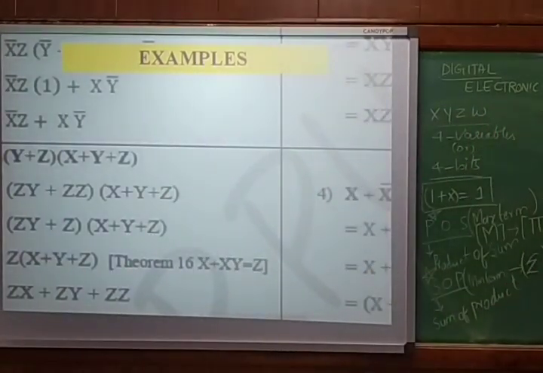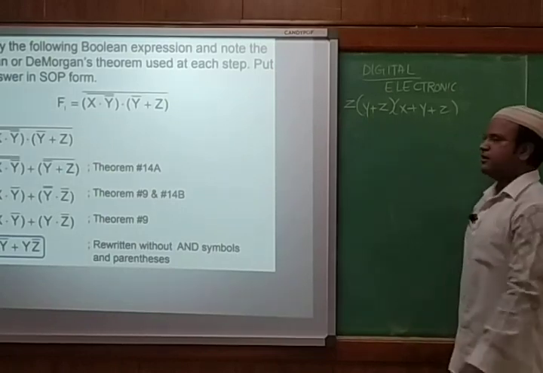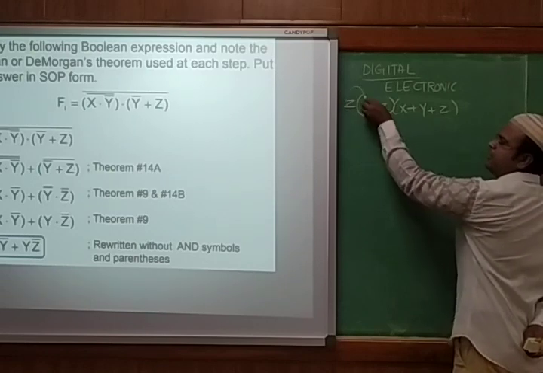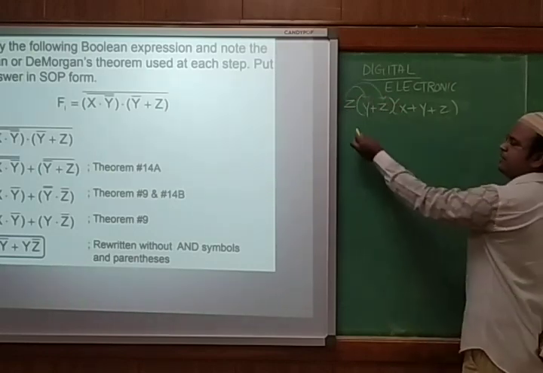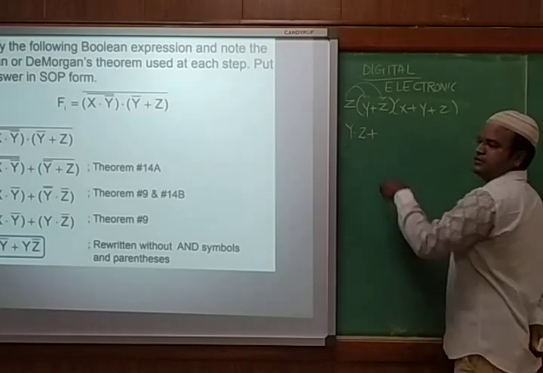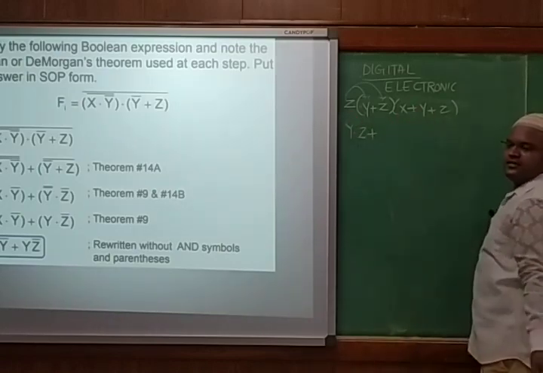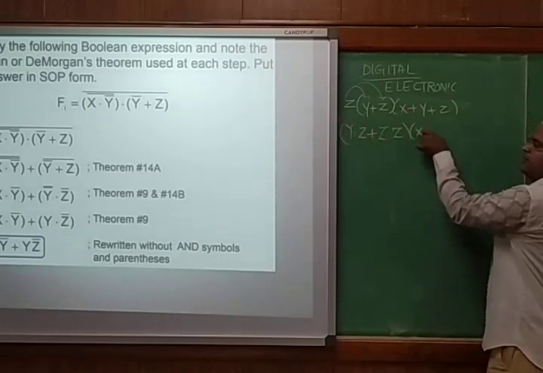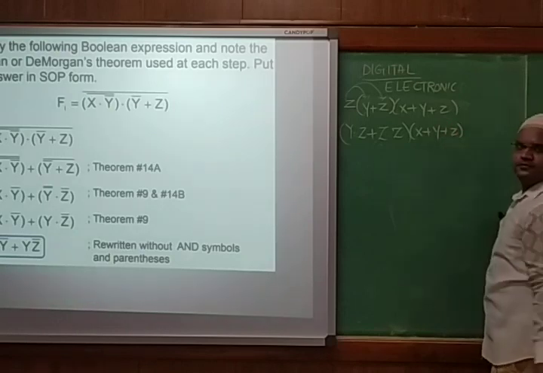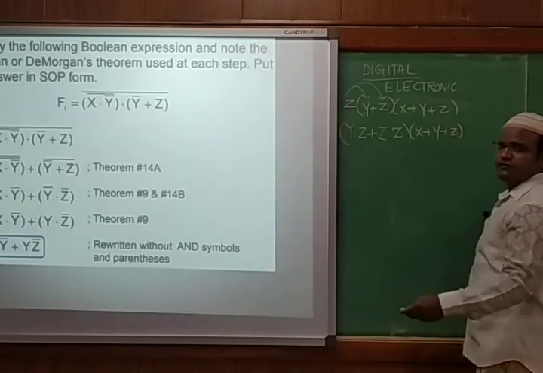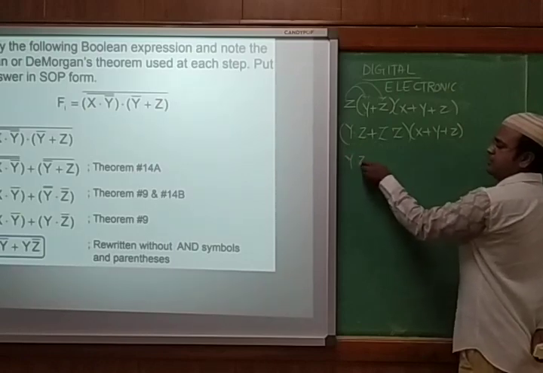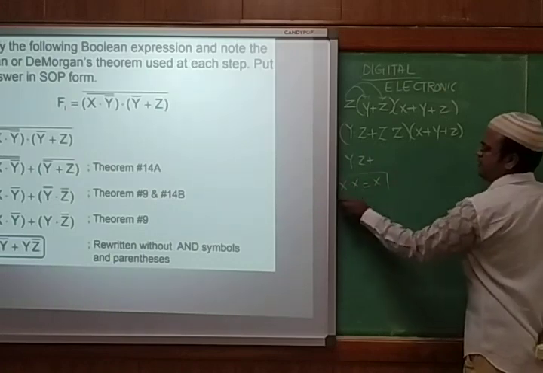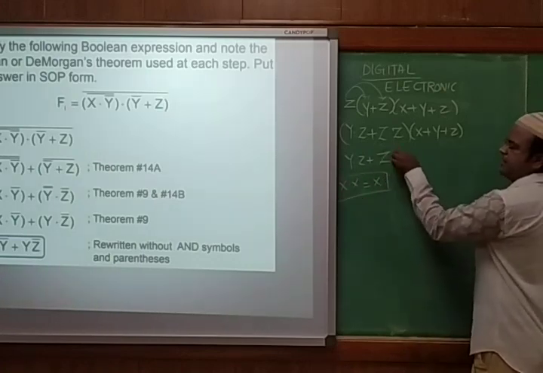See this problem we did: z into (y plus z), (x plus y plus z). In this we are multiplying z with both terms. So we got y into z plus, next, z multiplied with z, so we got z into z. Similarly, here we have x plus y plus z. For y into z, we cannot apply any kind of formula, so it is as it is. What is z into z? That is nothing but x into x, we can write as x, so by using this we can write z.